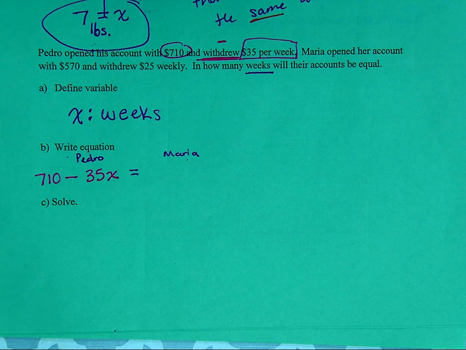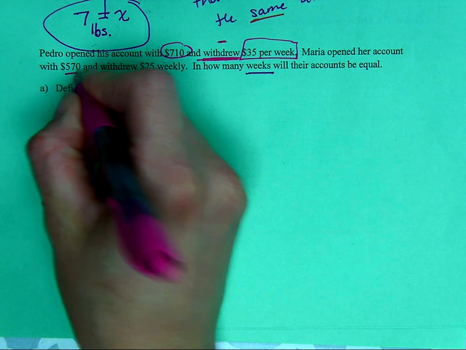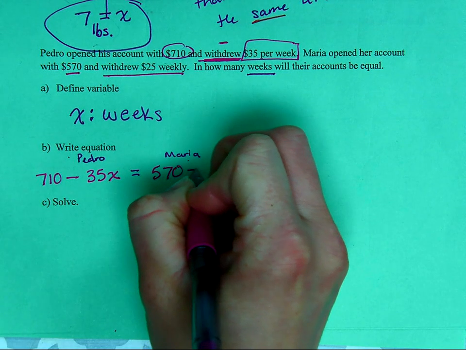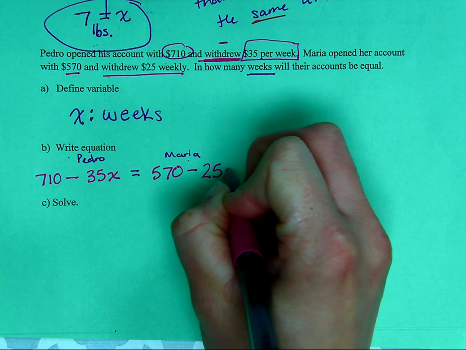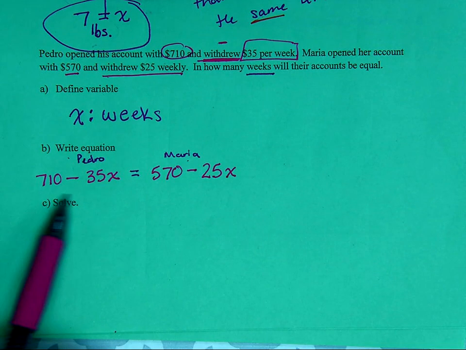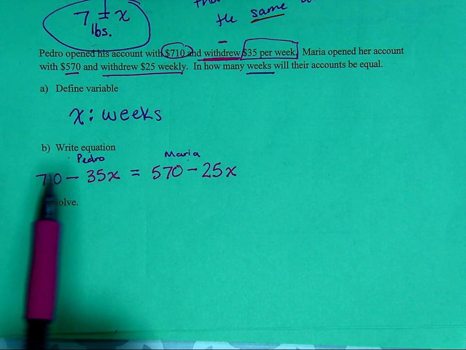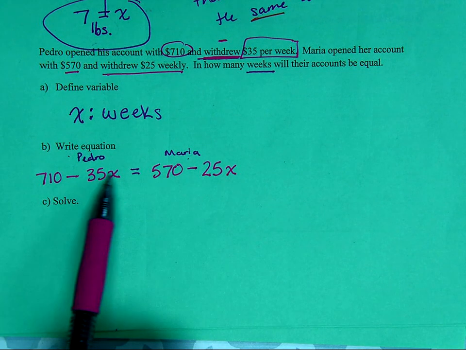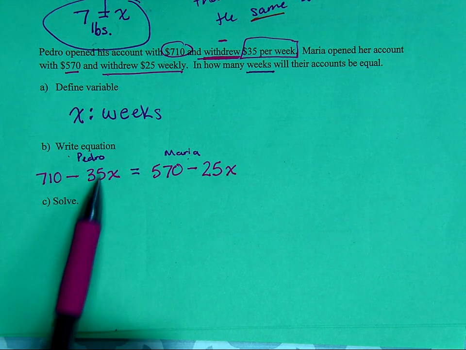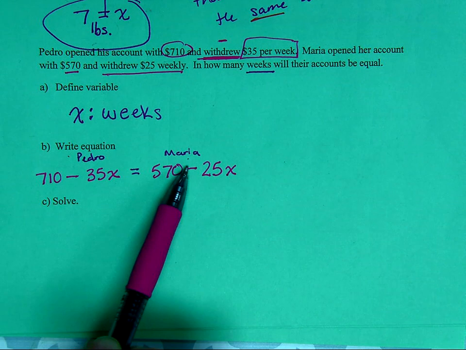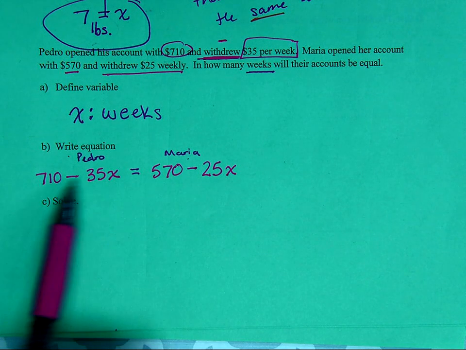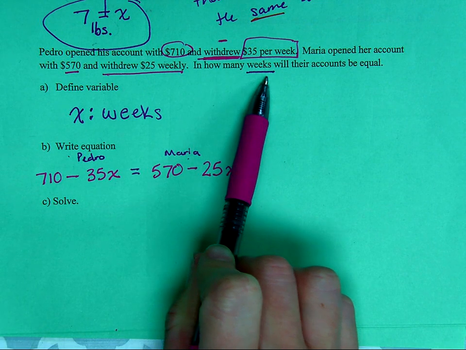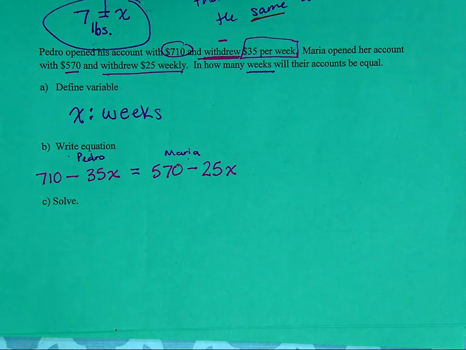Okay, Maria had $570. She's withdrawing, so subtracting again, $25 every week. So realize each side here is calculating how much is left in their bank account after x weeks. Okay, so that's why we can set these equal to each other. It's saying, when will Pedro's account be equal to Maria's account? What value of x will make their accounts equal? So that's why this isn't going to answer our question. How many weeks until their accounts have the same amount in them?